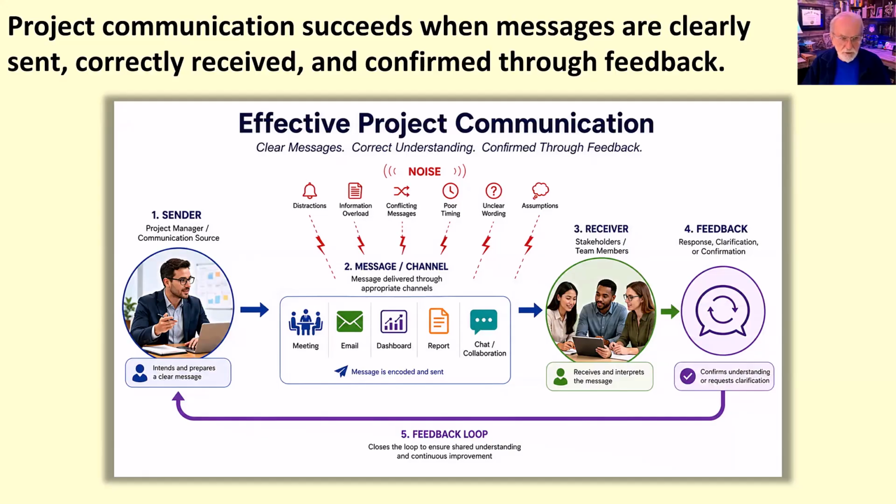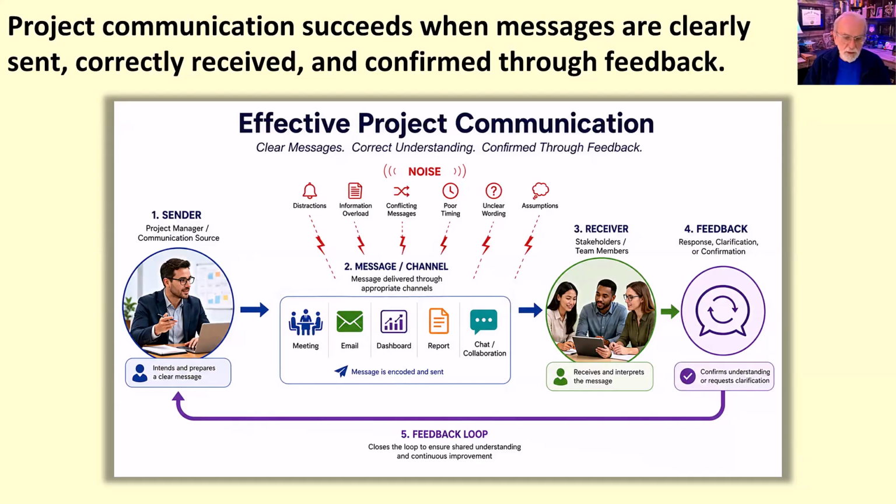The basic communication process includes a sender, a message, a channel, and a receiver. But two other elements are especially important in project work, and that's feedback and noise. Feedback is important because communication should not be treated as one-way transmission. Project managers need to know whether the message was understood, whether clarification is needed, and whether the receiver knows what action to take. Noise is anything that interferes with understanding. It might include unclear wording, information overload, wrong timing, conflicting messages, technical jargon, assumptions, or other distractions.